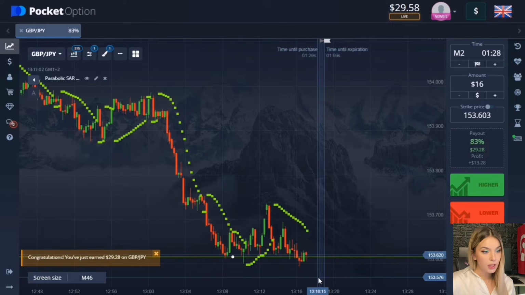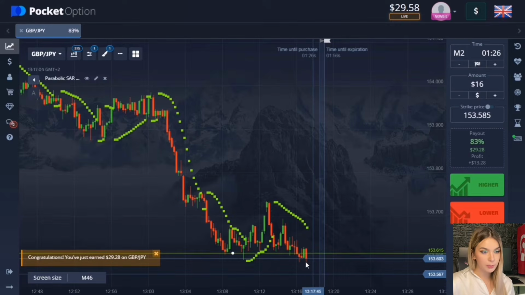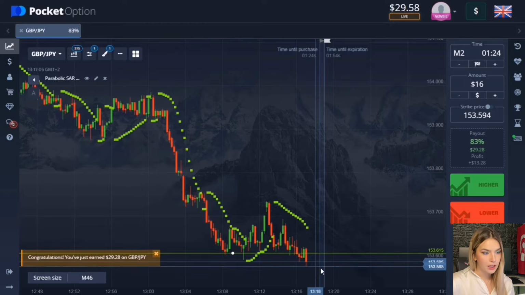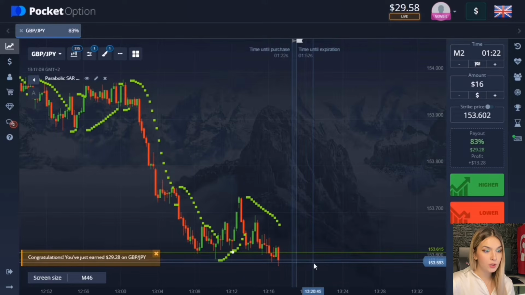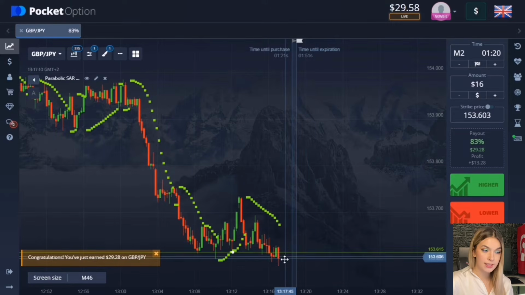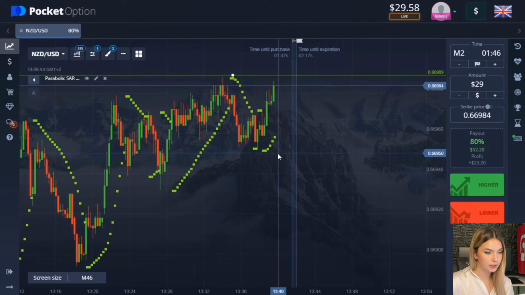Well, that's quite good. Although the price slowed down a bit, it still continued to move down. And here we get profit. The indicator also helped to determine the further price movement. Let's continue and consider the following situation in the market.